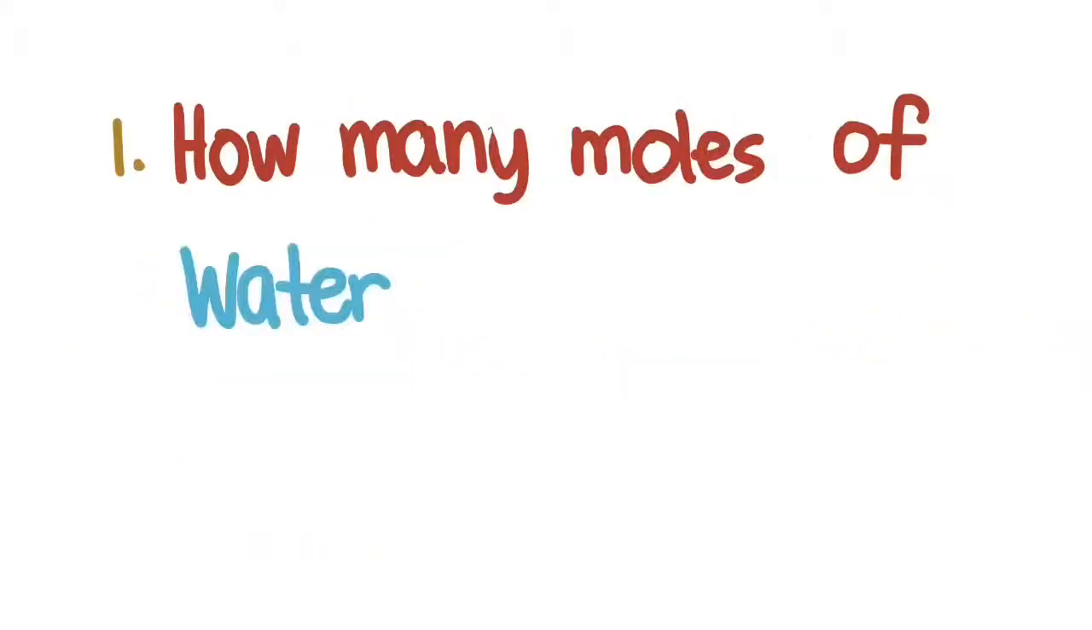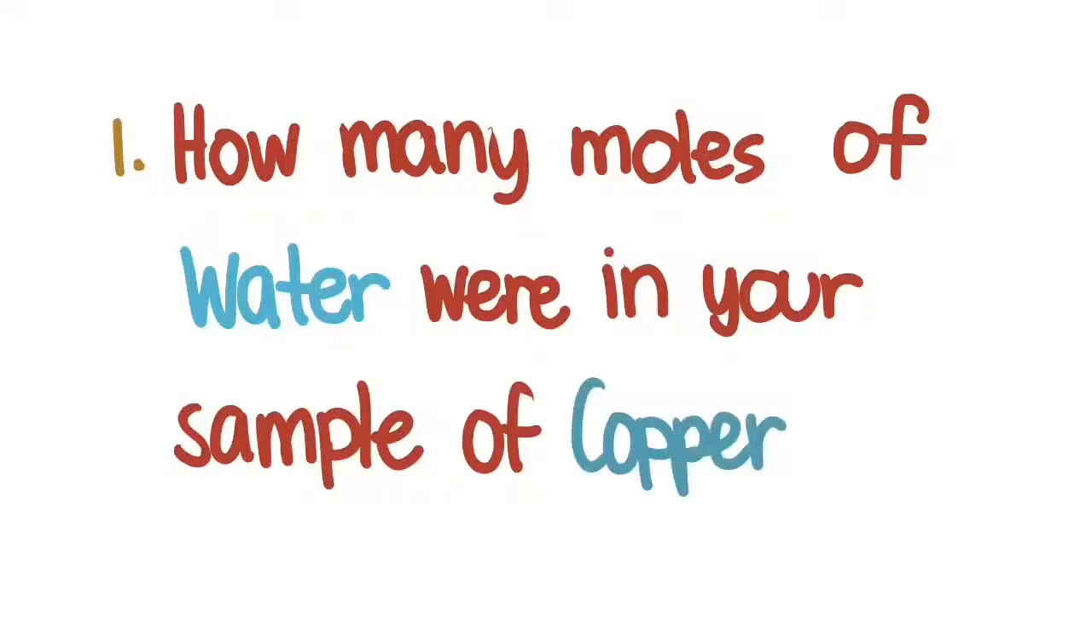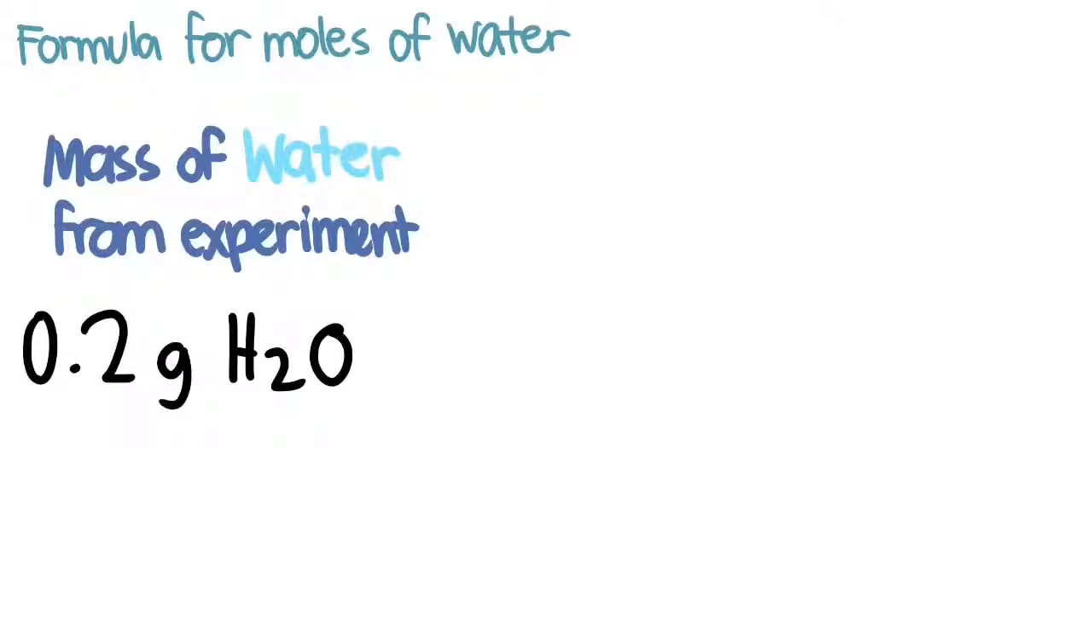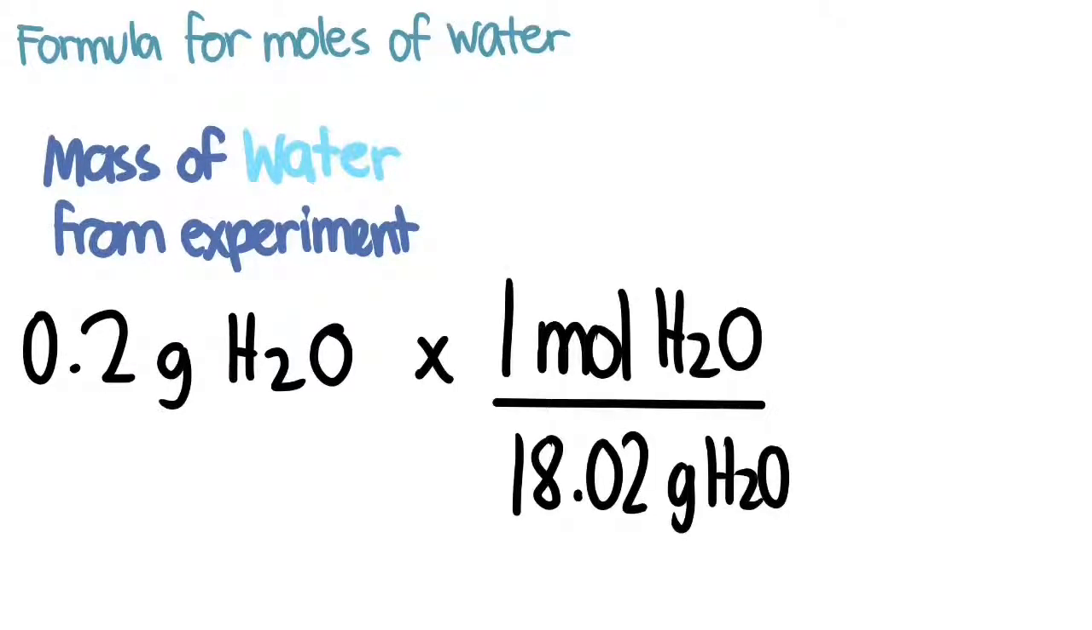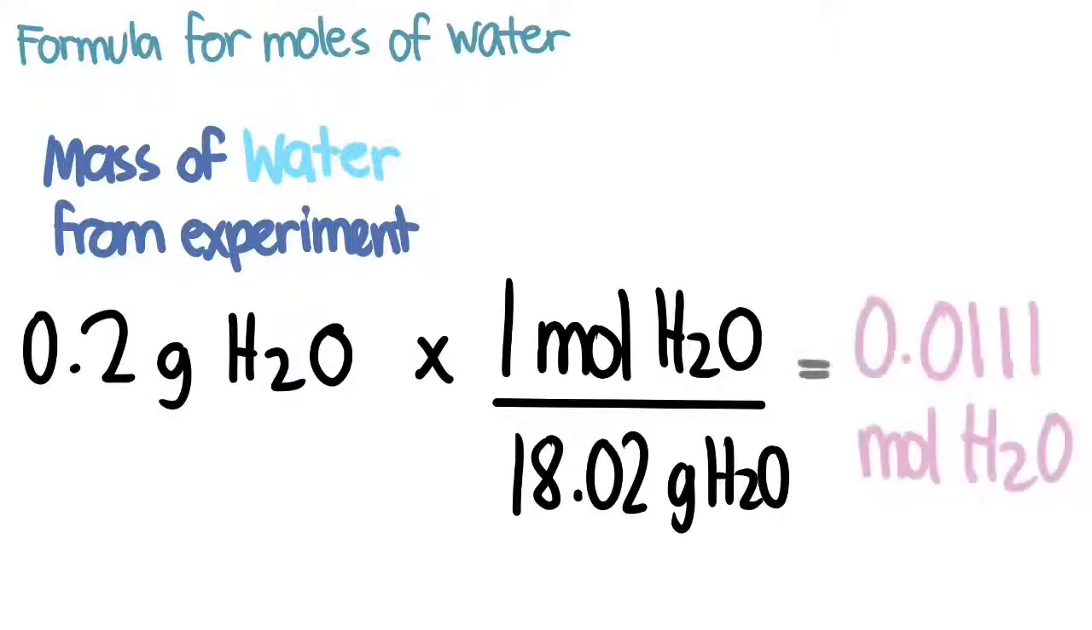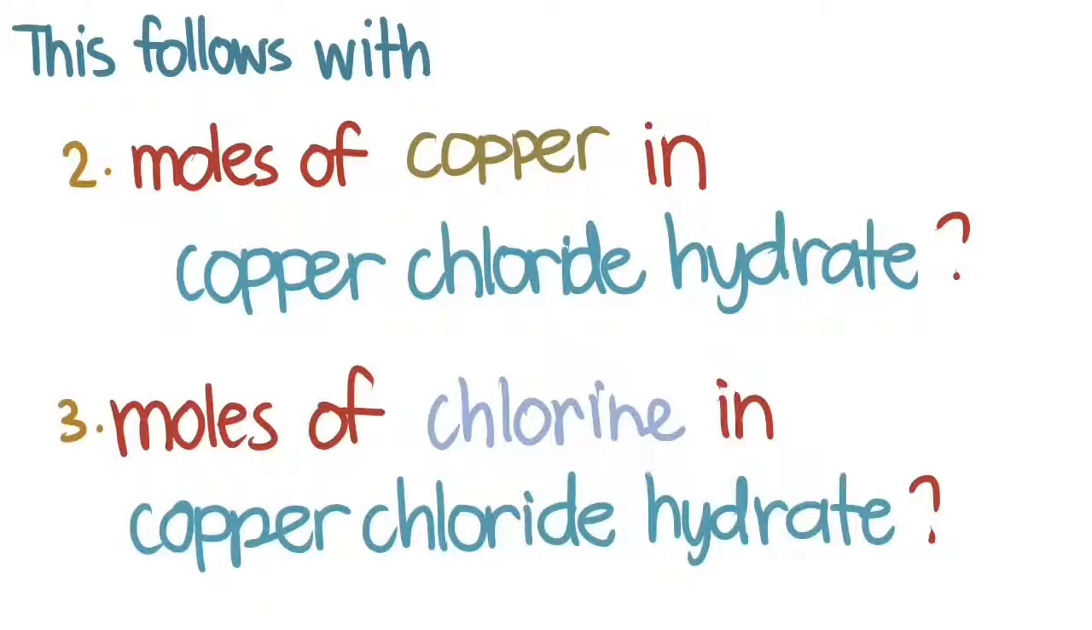The first is, how many moles of water were in your sample of copper chloride hydrate? The formula for moles of water is mass of water from experiment multiplied to the ratio of 1 mole of water to the molar mass of water. The answer is 0.0111 mole of H2O. This follows with the second and third questions.